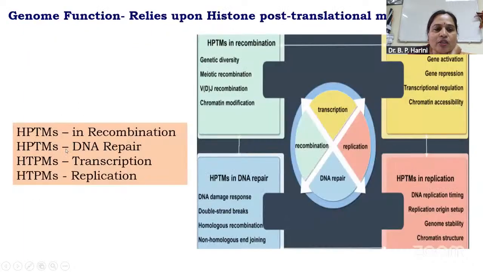So here, genome function relies upon the recombination, that is, histone protein transcriptional and translational modifications, which take place during the recombination or during the repair mechanism or transcription and replication. So in recombination, it is the genetic diversity or meiotic recombination that do happen, which may result in chromatin modification. And here at the transcriptome level, it is the gene activation, gene repression, transcriptional regulation, chromatin accessibility. Then it is followed by replication, wherein DNA replication timing is important, replication origin setup, genome stability, and chromatin structure. Whereas in the case of DNA repair, the DNA damage responses are important, followed by double strand breaks, homologous recombination, and non-homologous end joining.